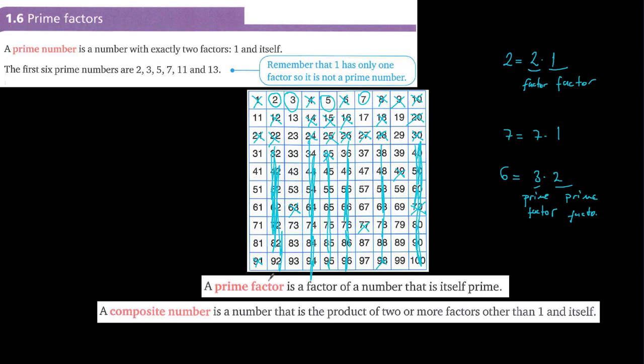Okay, what is a composite number? A composite number is the product of two or more factors other than one and itself. Actually, we can say a composite number is not a prime number and not 1. If we say it like this, we can also understand what a composite number is. So every number that we crossed out in this table is a composite number, except 1 again.